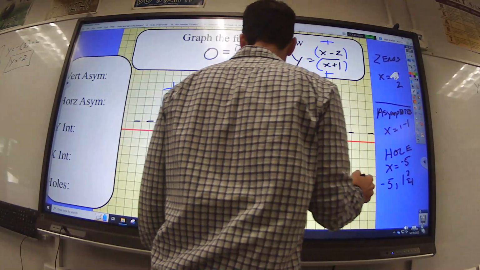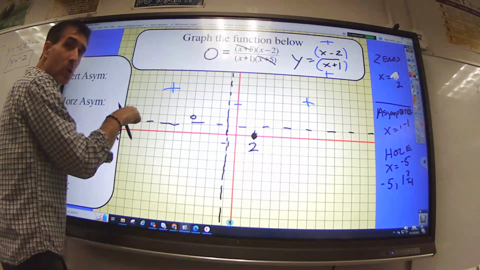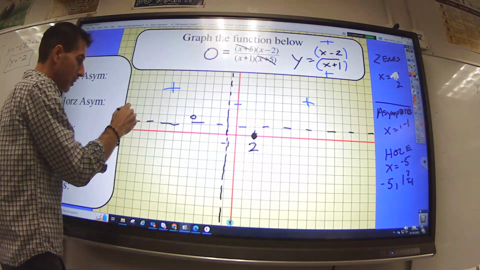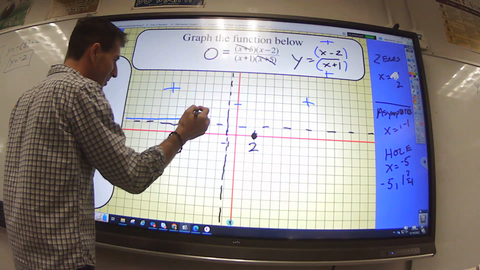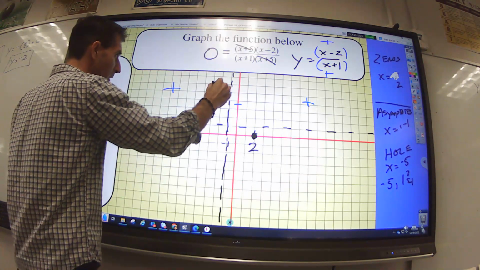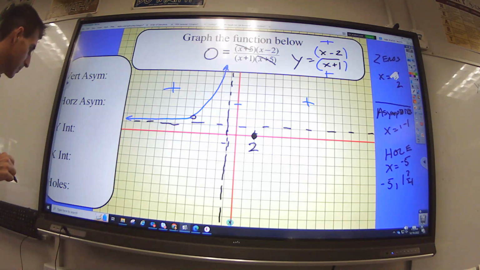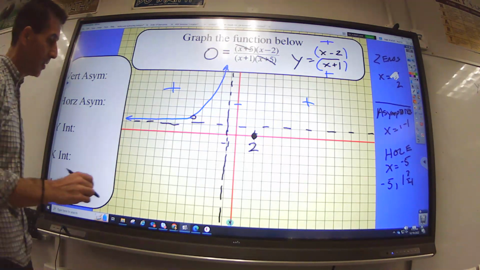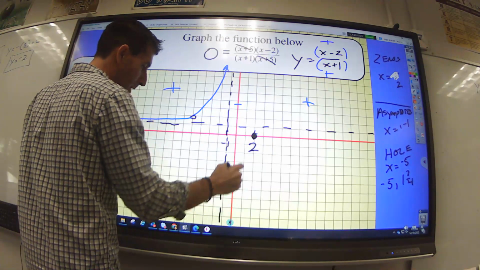So I got positive. What am I supposed to do with the asymptote? Hug it. I got to go through my hole, try to keep the hole there, and I'm going to hug that asymptote, and there's that. Okay? Here, I got a negative. So I want to hug the asymptote and go to my 0.